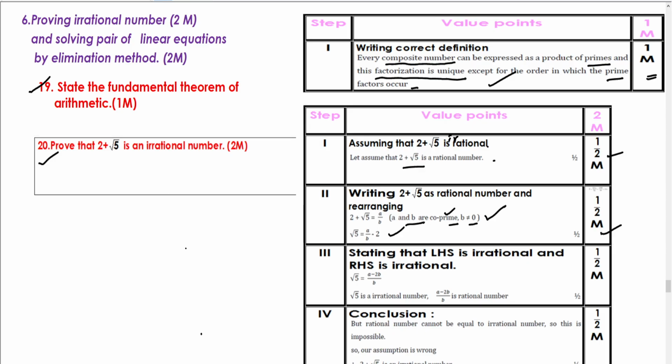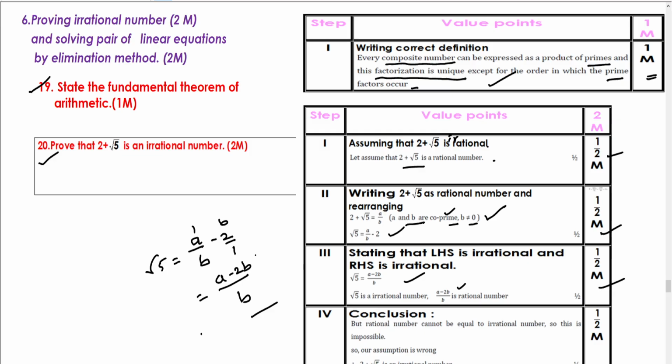I have seen many students making a mistake here. They will take this 2 to the right. Whenever it is transferred from left hand side to right hand side, plus 2 becomes what? Minus 2. Then they will not take LCM. You have to take the LCM here. What is LCM? b. Common errors students make. 1 into b, isn't it? a minus 2b. If you write it correctly, you will get the half mark. Remember, many students make mistakes.